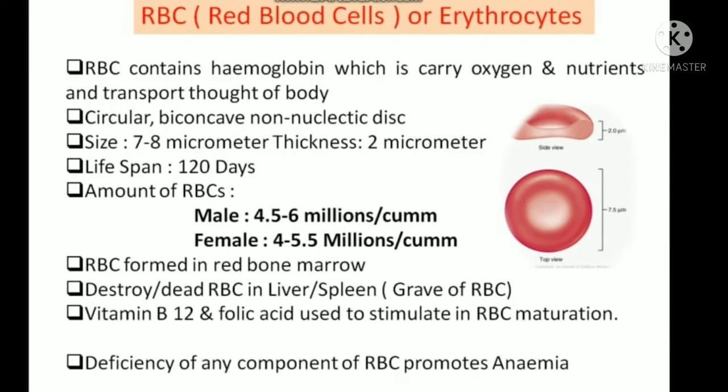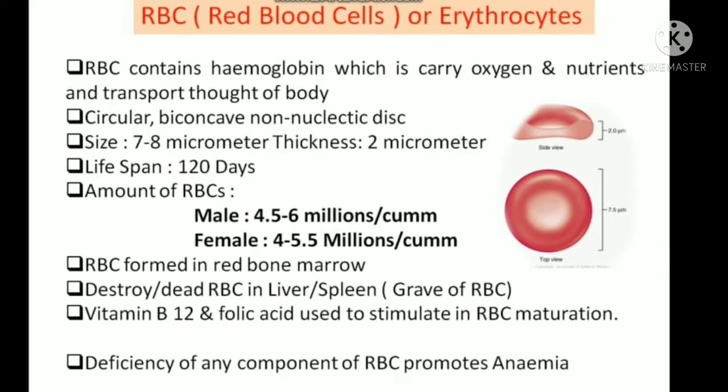RBC means red blood cells or erythrocytes. RBCs contain hemoglobin, which carries oxygen and nutrients and transports them throughout the body. They are circular, biconcave, non-nucleated discs. The size of red blood cells is 7 to 8 micrometers, and the thickness is 2 micrometers. The lifespan of an RBC is 120 days. The amount of RBC in males is 4.5 to 6 million and in females 4.5 to 5 million.